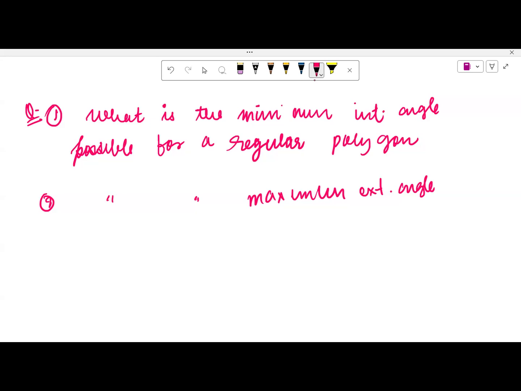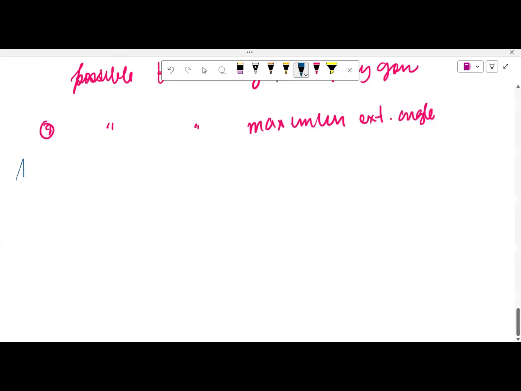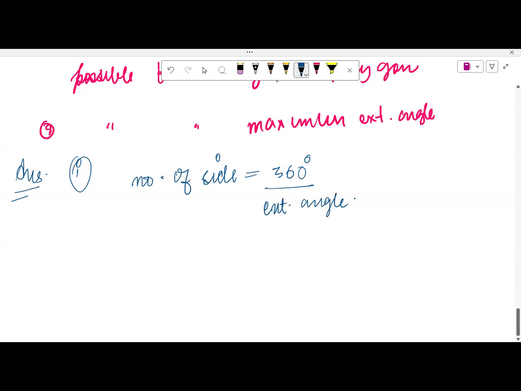Okay, so what is the formula for exterior angle? Tell me. Number of sides is equal to 360 degrees upon the exterior angle.